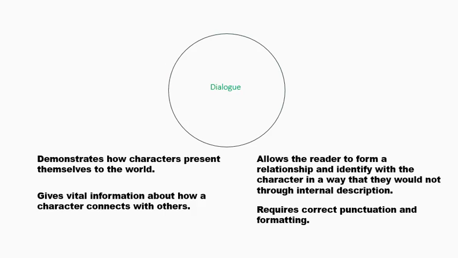The third element we're looking at is dialogue. And I can tell you, when I first started out writing, I used to hate writing dialogue because I used to love my descriptive writing, which would go on forever and ever. But I came to realise that dialogue is a really important part of storytelling.